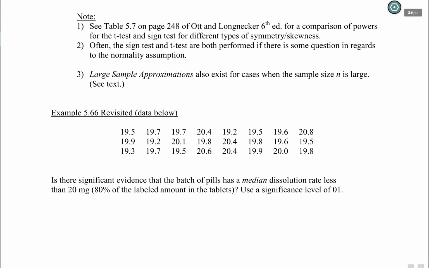Number 2 here in this note, often the sign test and t-test are both performed if there's some question about the normality assumption. And then also there's a section within our book, I'm not going to cover it, but large sample approximations for the sign test when n is large. You can take a look at that if you want to. Kind of my take is when n is large, then the central limit theorem is going to kick in, and the z-test should be appropriate in that sort of situation. So there's not this need to do this test on the median. Okay.